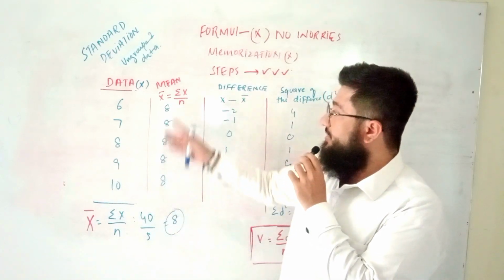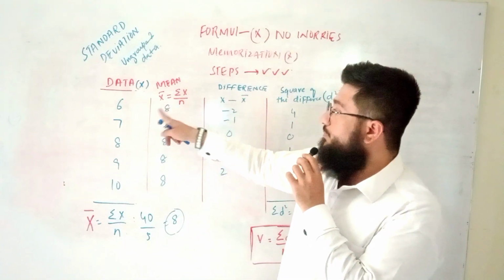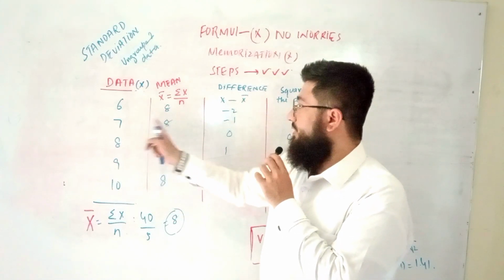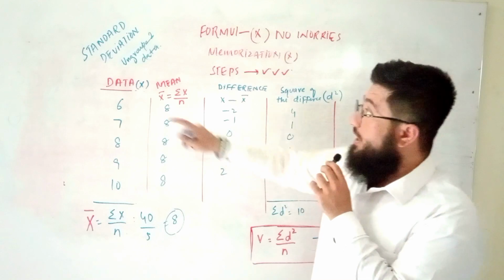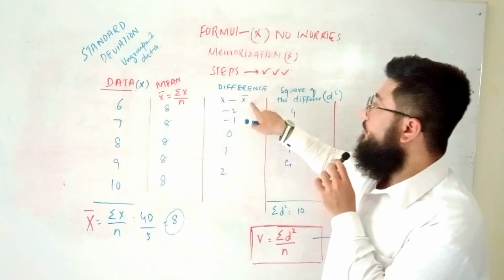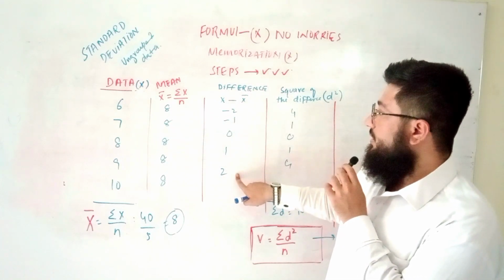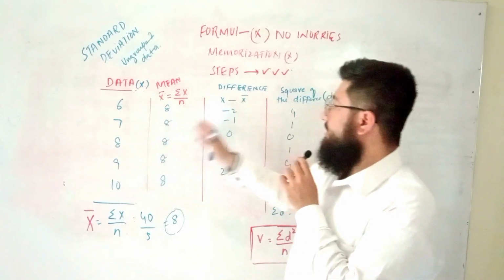Now just draw a column and in that put 8 in front of each number, each observation: 6, 8, 7, 8, 8, 8, 9, 8. And now it is about standard deviation. So our next step will be the difference between these two. We got the differences of all: 6 minus 8, 7 minus 8, and so on.